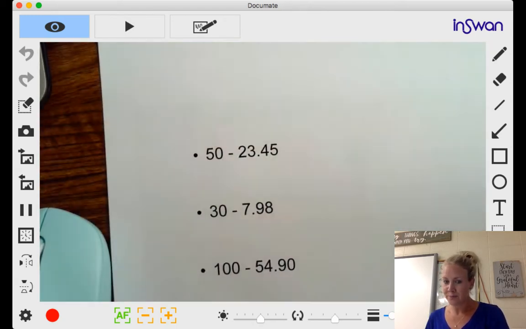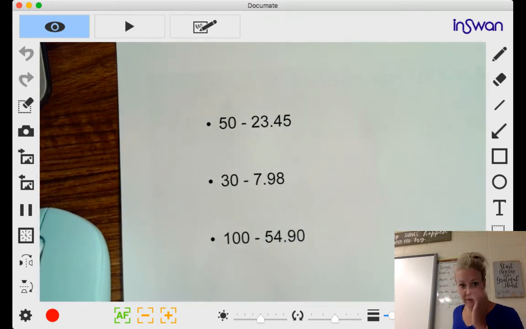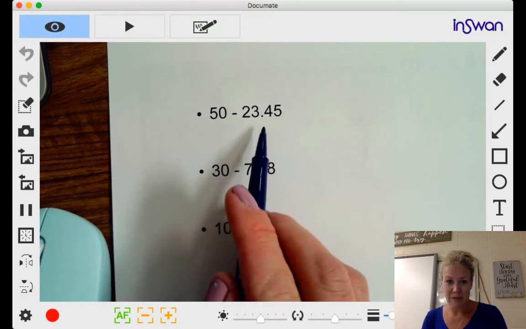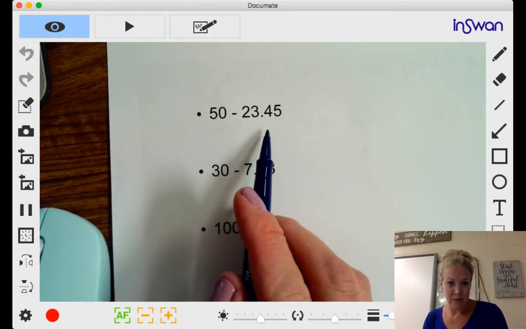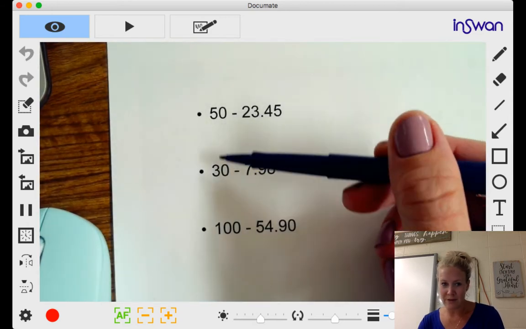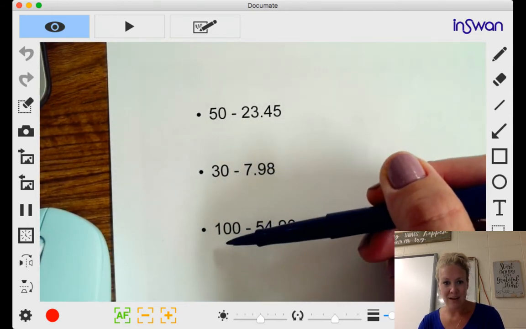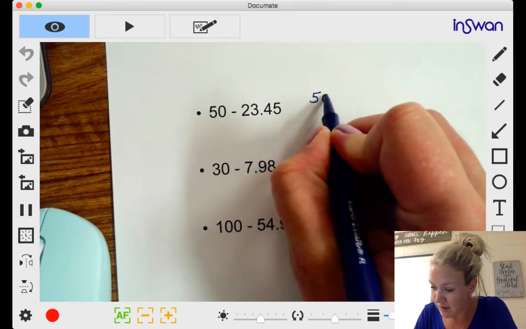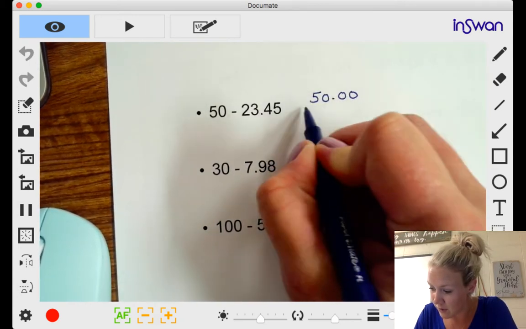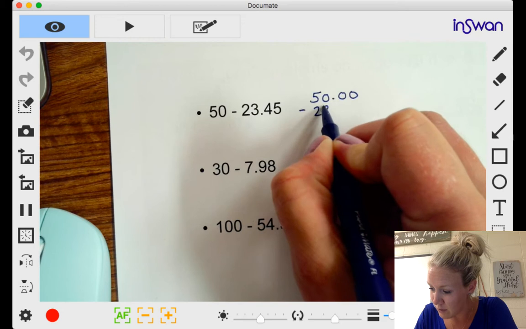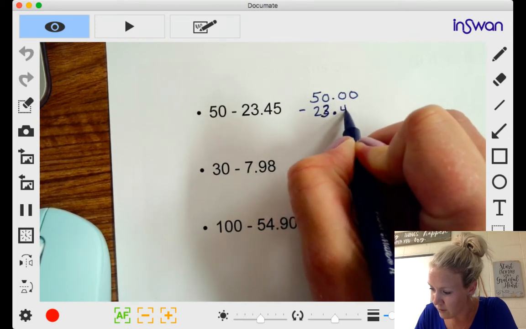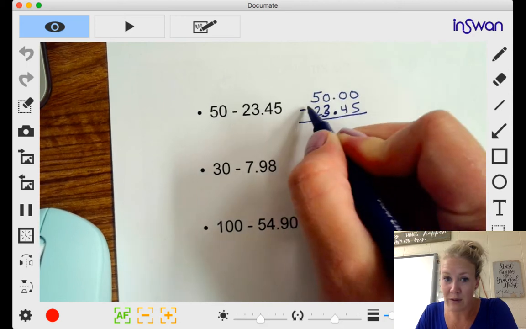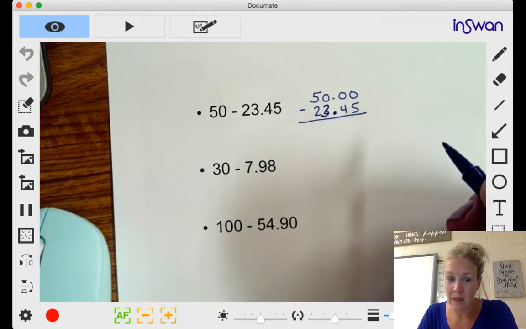All right. I have some more practice problems here. This one is very similar to what we just did. It's a different amount that we're subtracting, but you'll notice that all of these are whole number beginnings with no decimals. So your first step should be making this 50.00, and you're subtracting 23.45, lining up decimals, and I'm going to have to do a lot of borrowing again.